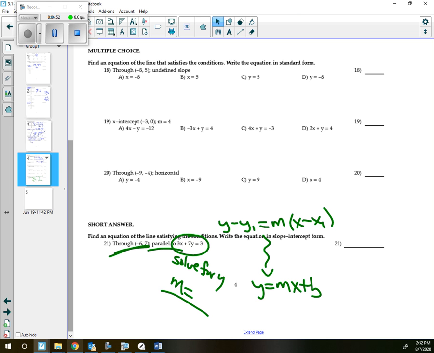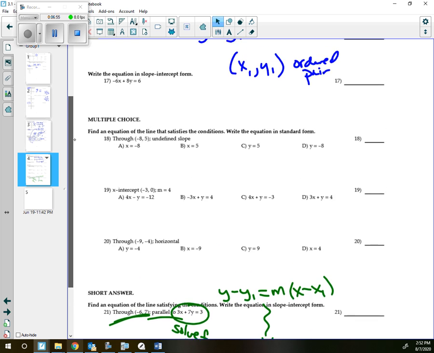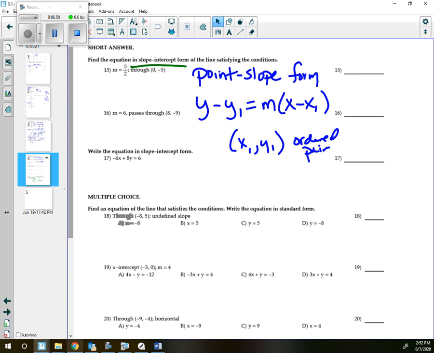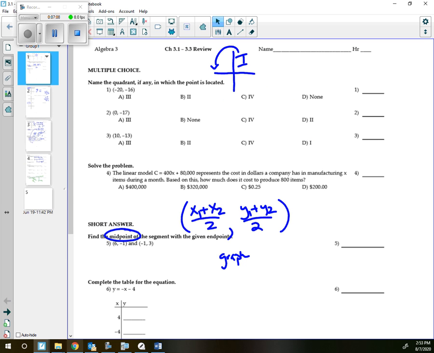So those are the big-ticket items here for being able to work with linear equations. We need to understand slope-intercept, point-slope. We need to know the slope formula, the midpoint formula, vertical and horizontal lines, and then being able to figure out where plotting points and putting the values in. So that's the big picture on the review. Give it a try, and then we'll see what questions you have.